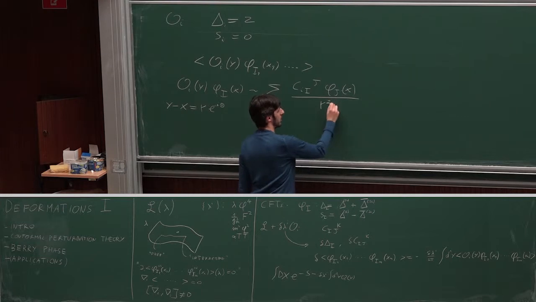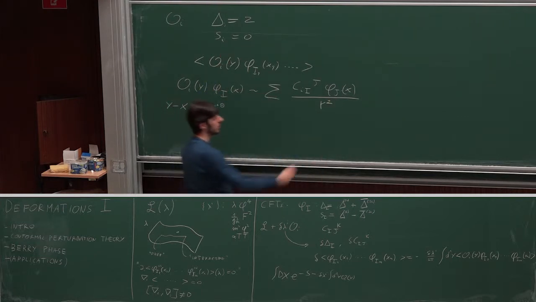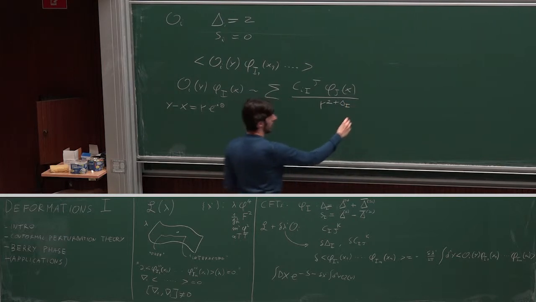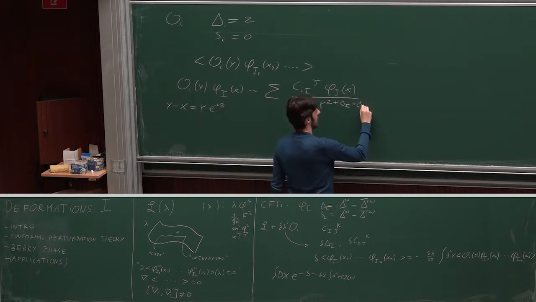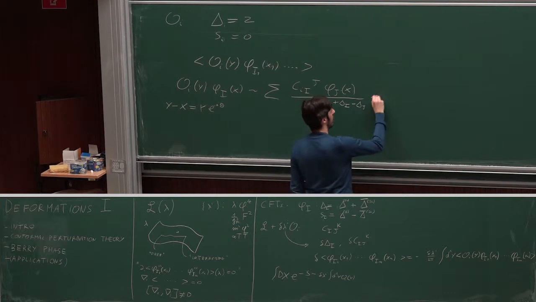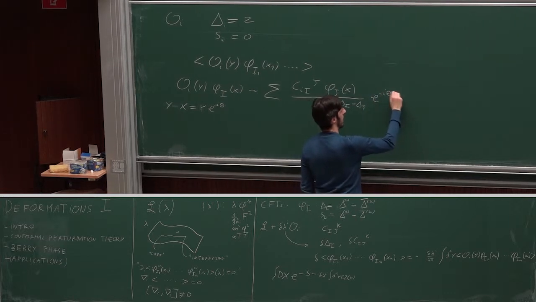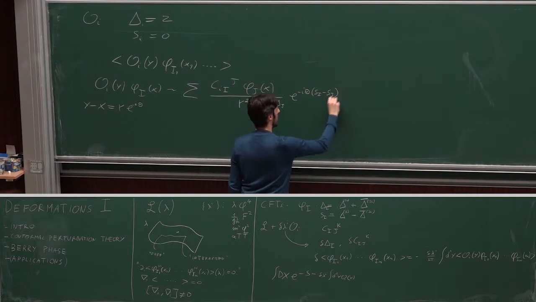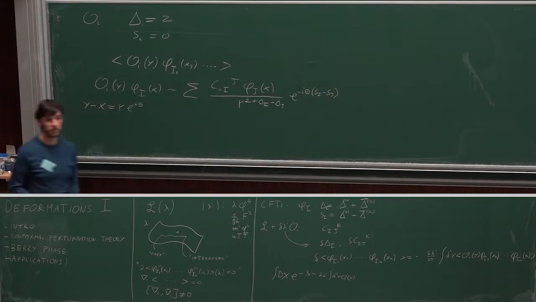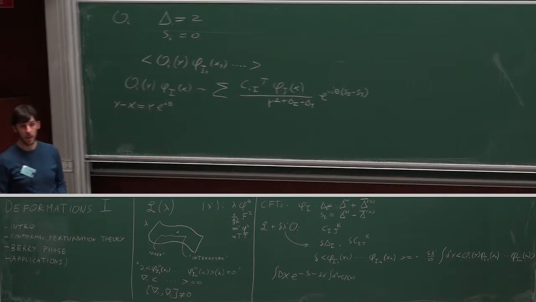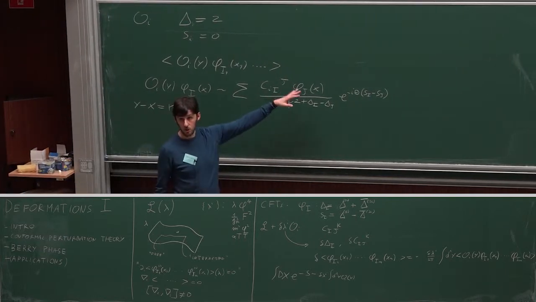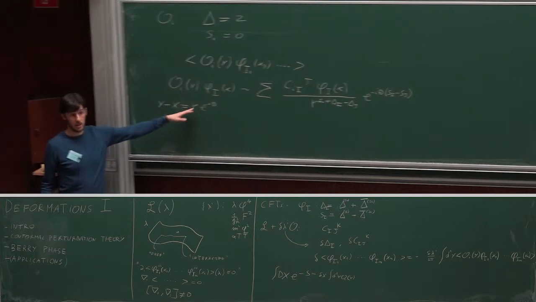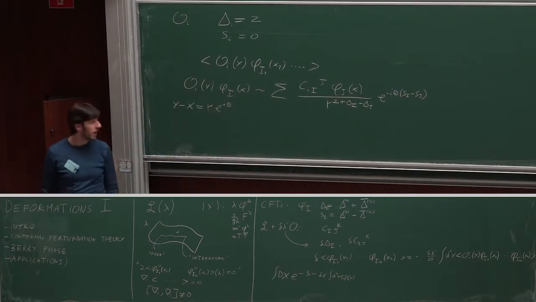So the dimension of the marginal operator, we fix it to be 2. You have the dimension of the operator phi_i, and then you have to subtract the dimension of phi_j, and then you have a phase that behaves exactly in the same way. Okay? So this is the usual form of the operator product expansion. I just wrote it in radial variables for convenience.